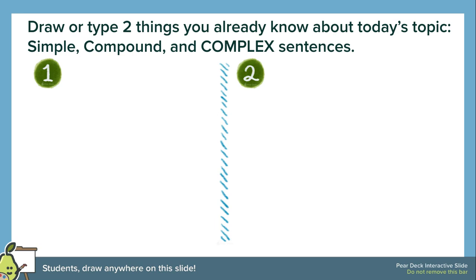So before we begin, I know you can't edit this presentation like we would in a normal Pear Deck presentation, but I want you to think about, or you can type or draw or handwrite, what are two things you already know about today's topic of simple, compound, and complex sentences? Maybe it's a prediction about what they might be, especially in the complex sentences, or just to review, what do you already know about a simple and compound sentence? So I'll give you about 10 seconds for that.